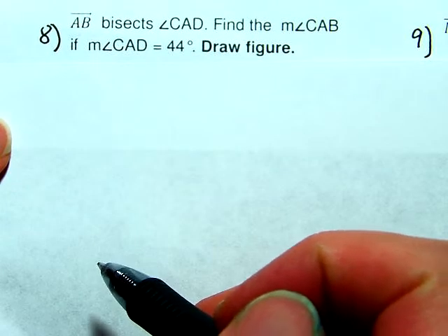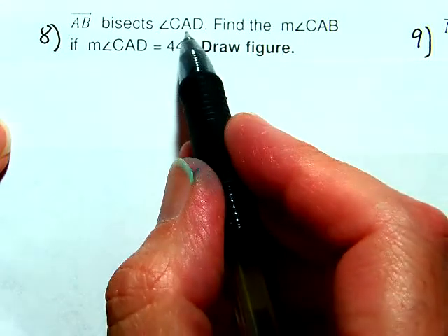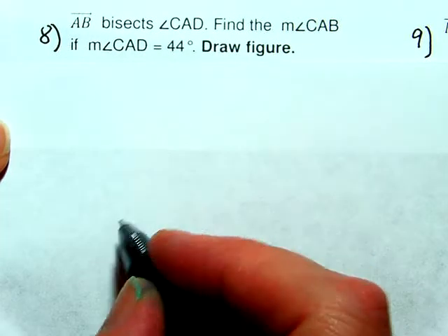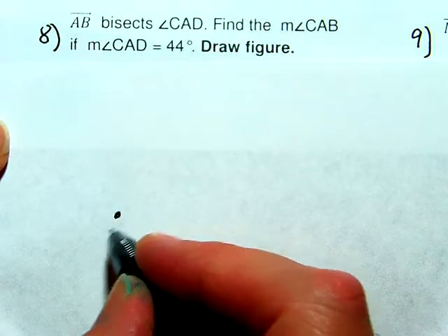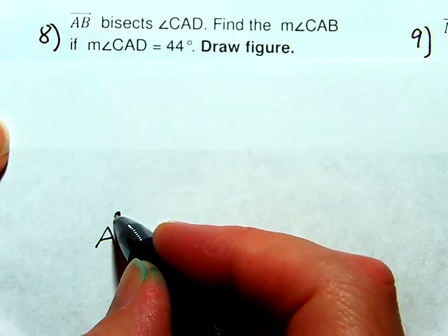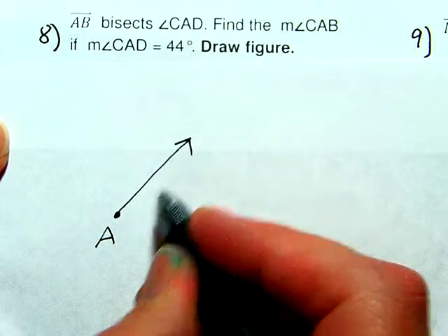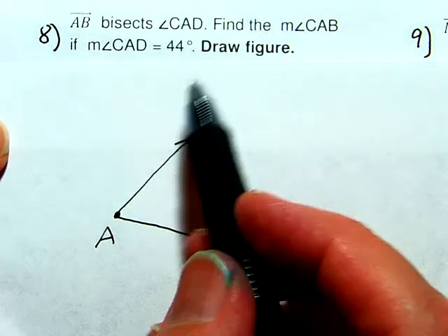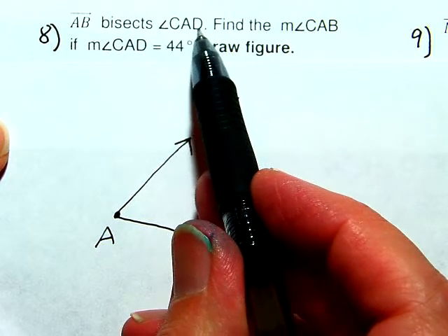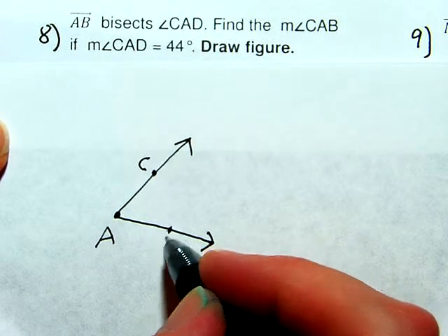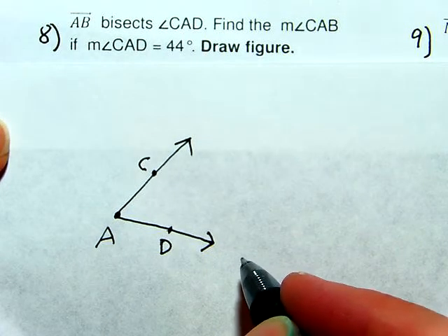What is the vertex of that angle? The middle letter. Okay, so you always look to the middle letter to label your vertex. So our vertex here is point A. And we know the sides of the angle are rays. So this is a side, and this is a side. And if the angle is called CAD, then that means the point C has to be on one ray, and the point D has to be on the other ray.